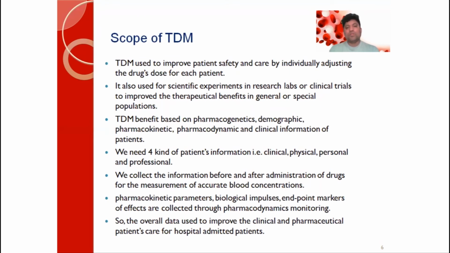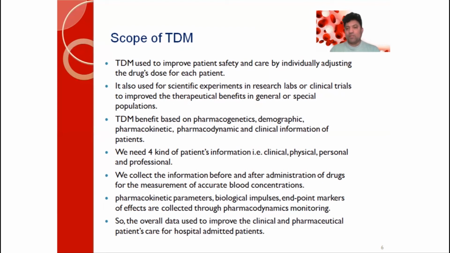TDM is used to improve patient safety and care by individualizing or adjusting the dose of the drug for each patient. It is also used for scientific experiments in research laboratories or clinical trials to improve the therapeutic benefit in general for a particular population. TDM benefit is based on pharmacogenetic, demographic, pharmacokinetic, pharmacodynamic or clinical information of the patient. When we say information, there are four main types. It may be clinical, it may be physical, it may be personal or professional.